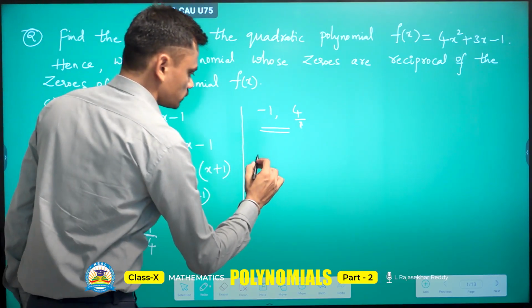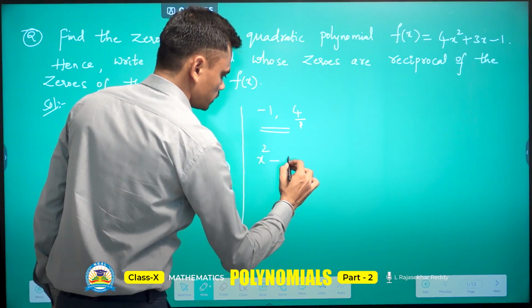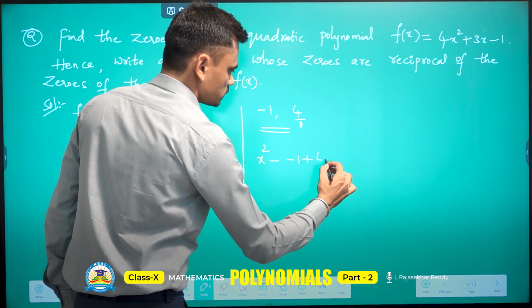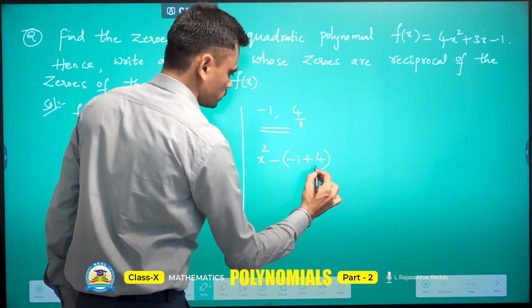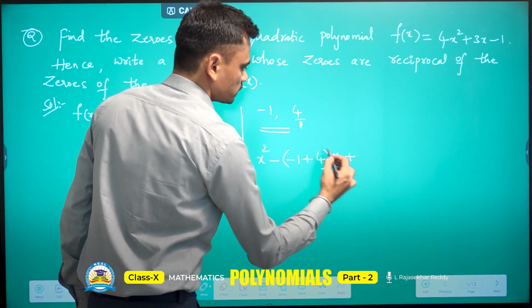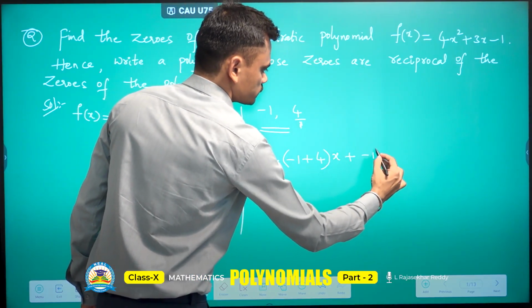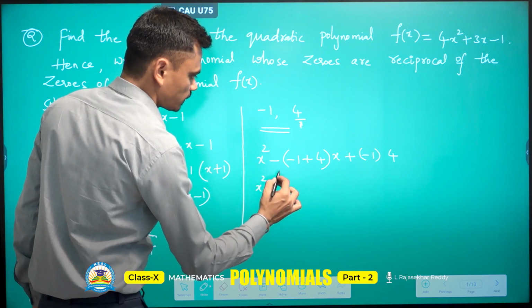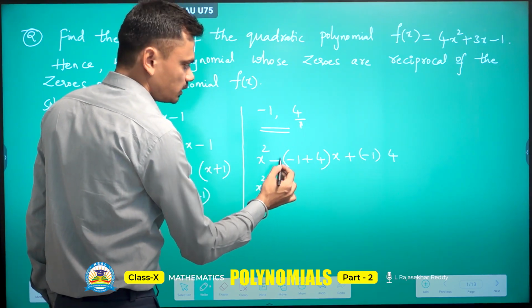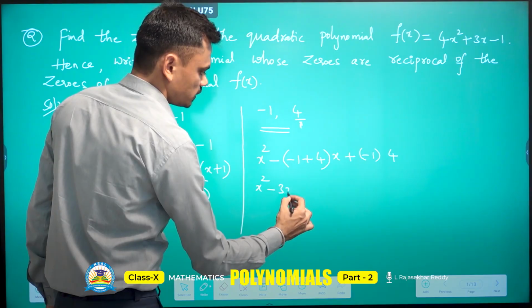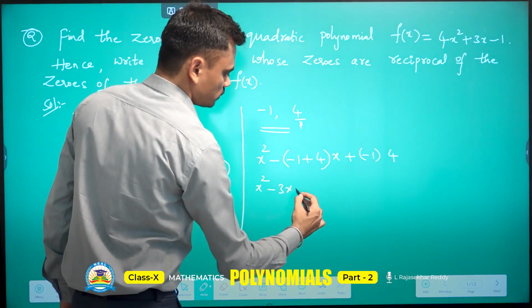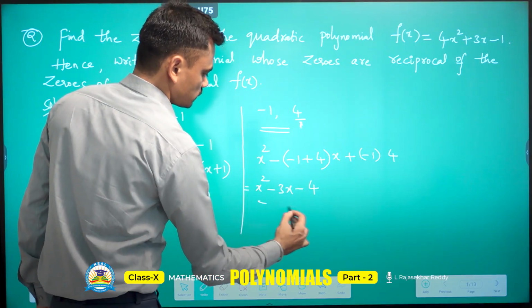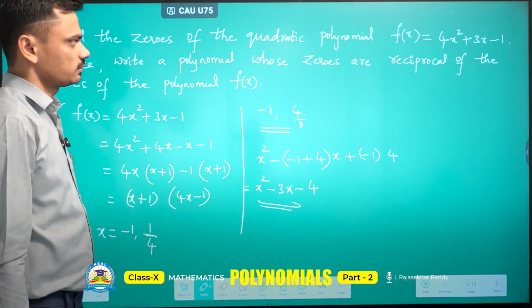So x² - (sum of zeros, -1 + 4, which is 3) x + product of zeros, -1 into 4. So x² - 3x - 4. So this is the required polynomial.